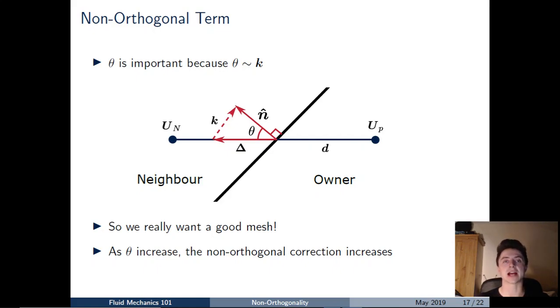And so generally, as the non-orthogonality angle theta increases, as our mesh gets more skewed and we come up with a really bad mesh, we can see that the vector k is going to increase and keep increasing, and that vector delta there is going to get smaller. So as our mesh gets worse, theta increases, so k increases, and that means that our explicit non-orthogonal contribution term also increases, which makes the set of equations more unstable and more likely to diverge. So of course the takeaway from this is we want to get as good a mesh as we possibly can, and that will make our equations more stable as we expect.